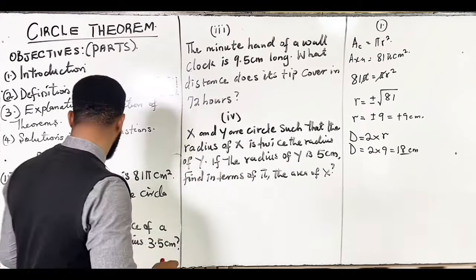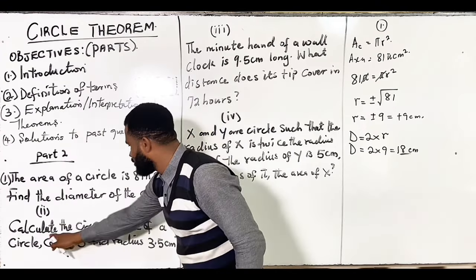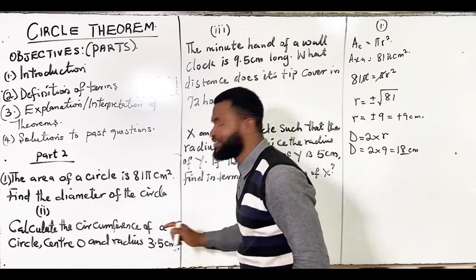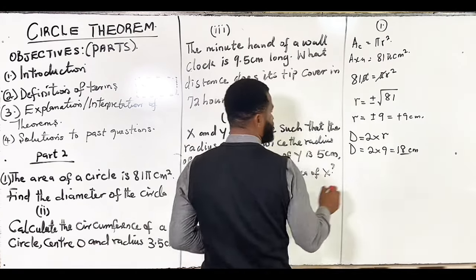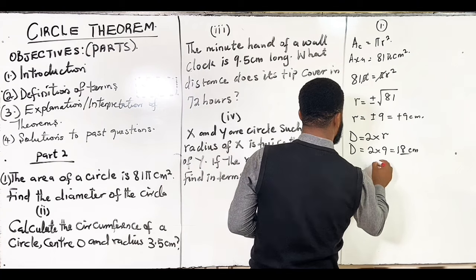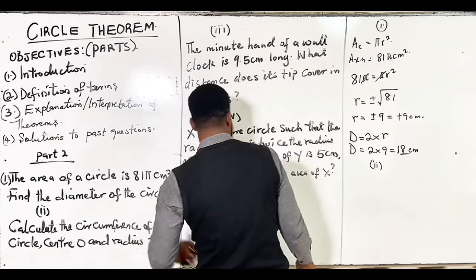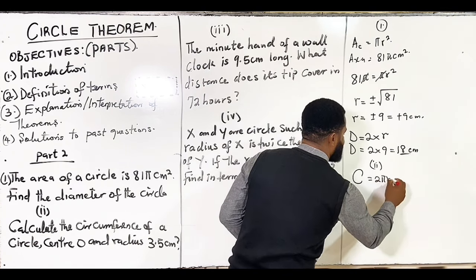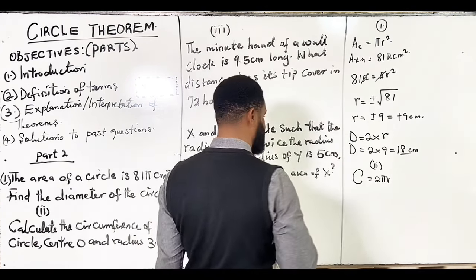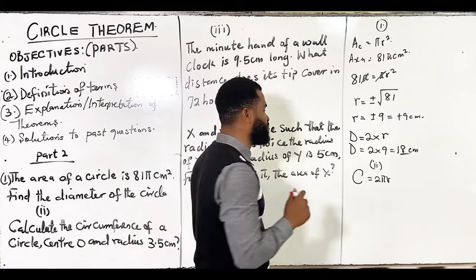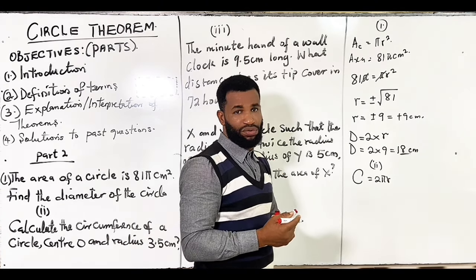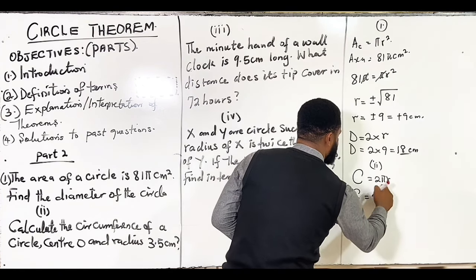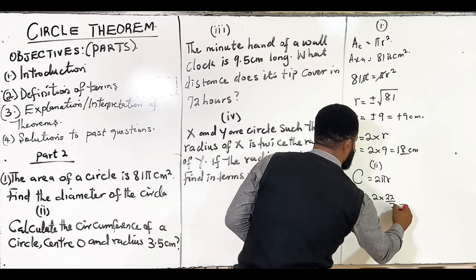That was very simple. Number 2, calculate the circumference of a circle, center O, and the radius is 3.5. So, number 2, we are looking for the circumference. Circumference of a circle is given as C is equal to 2 pi r. This is the circumference of a circle, and we are given the radius to be 3.5. So pi must be there as 22/7.